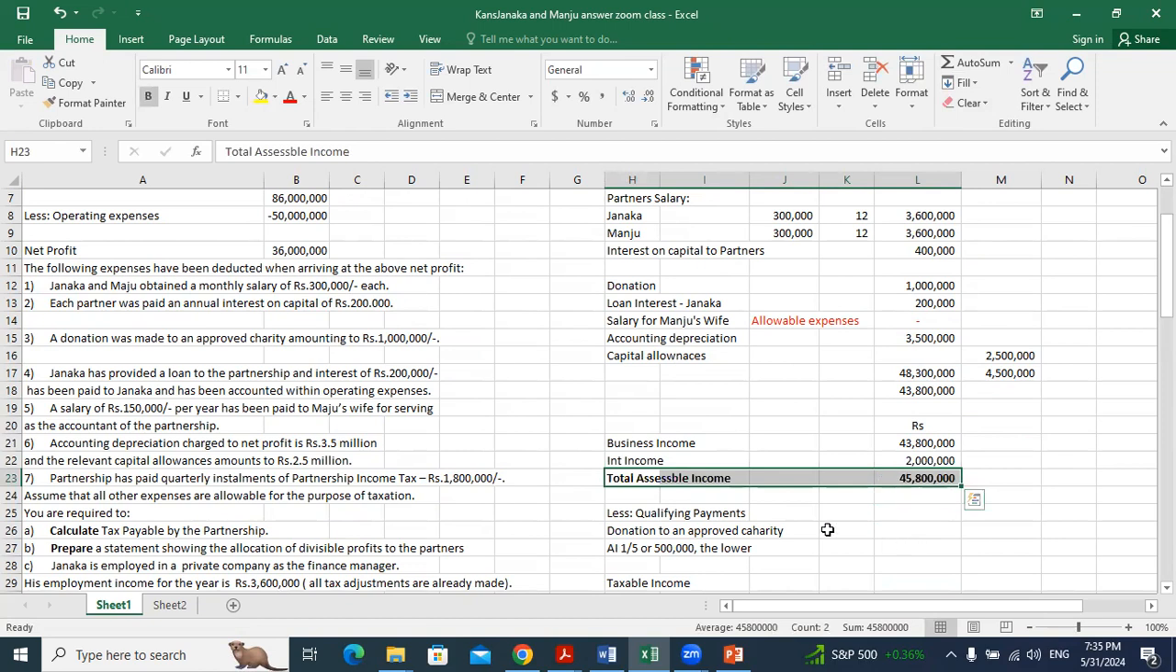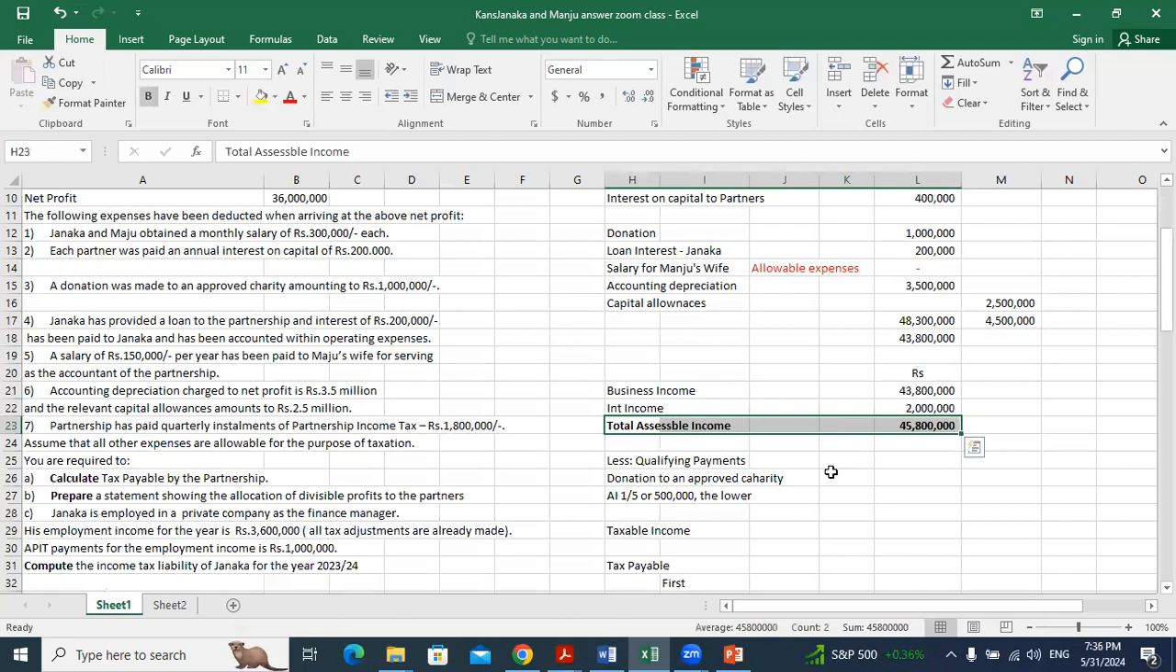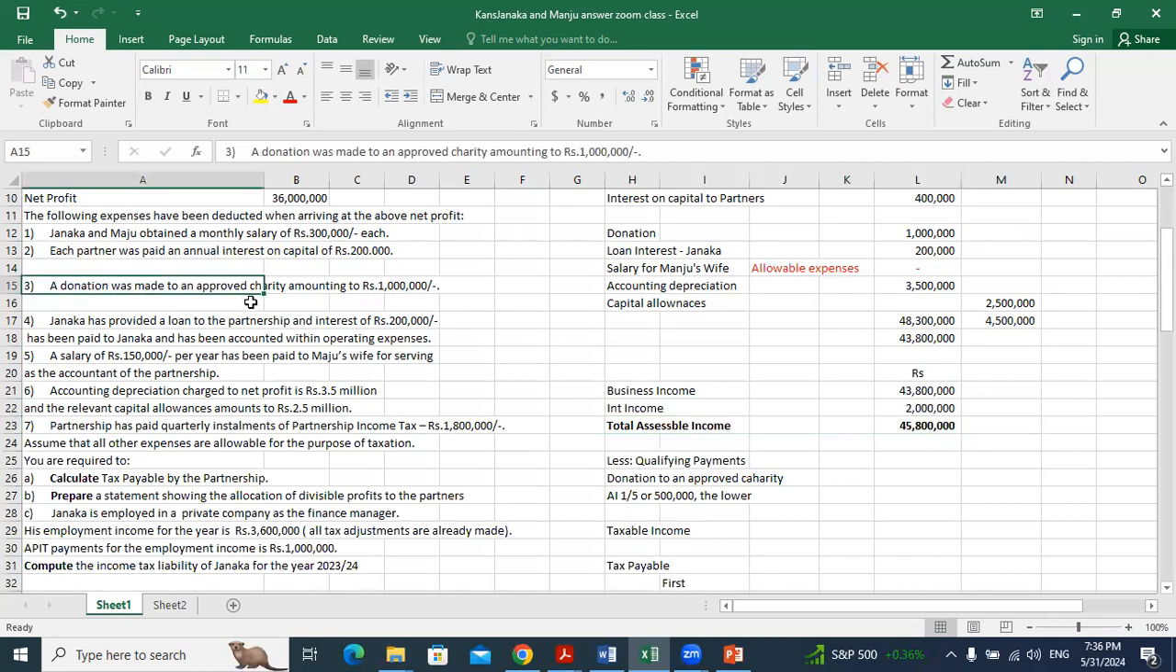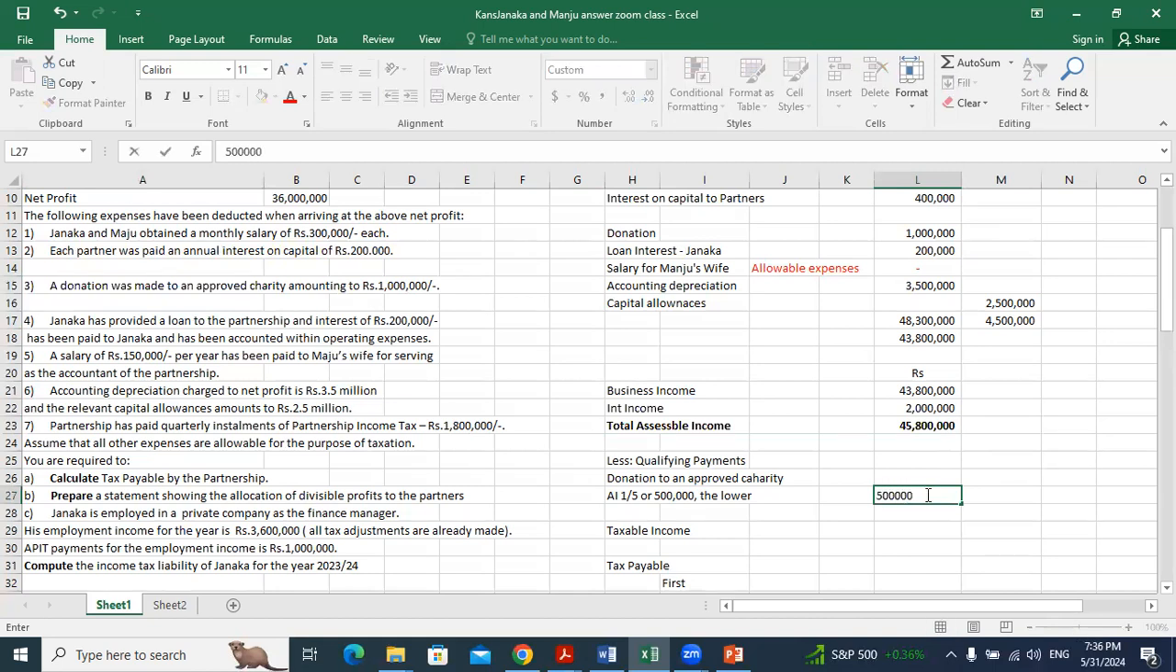Less qualifying payments. For this partnership, can they claim this 1.2 million available to an individual? No, that is not possible. But they have made a donation to an approved charity, in money, 1 million. So can we claim 1 million? We can't claim 1 million. We can claim only 500,000. We discussed the qualifying payment.